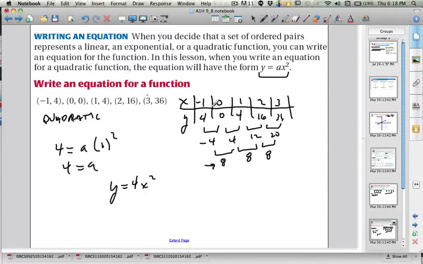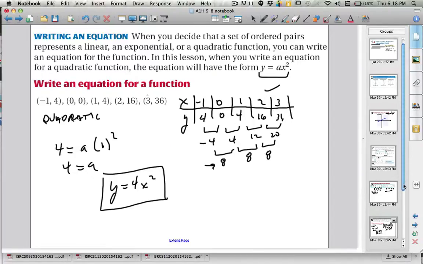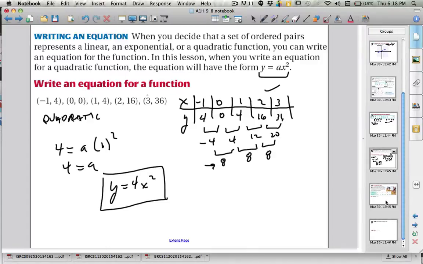Let's double check some of our values to make sure that's correct. So negative 1 squared is 1 times 4 is 4. 0 squared is 0 times 4 is 0. 1 squared is 1 times 4 is 4. 2 squared is 4 times 4 is 16. So yeah, this is our equation, and that totally checks out. Okay, under other circumstances, for instance, if I were going to use the full form of the quadratic function, I would need a little more information.